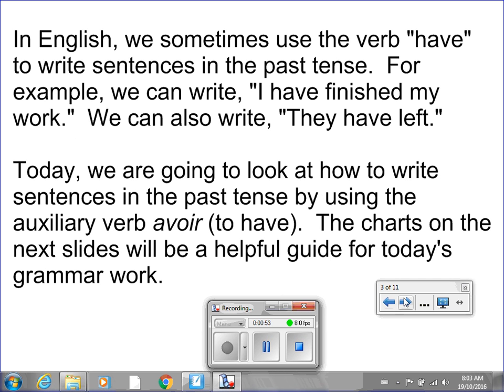In English, we sometimes use the verb have to write sentences in the past tense. For example, we can write, I have finished my work. We can also write, they have left. Today, we are going to look at how to write sentences in the past tense by using the auxiliary verb avoir, meaning to have. The charts on the next slides will be a helpful guide for today's grammar / parts of speech work.